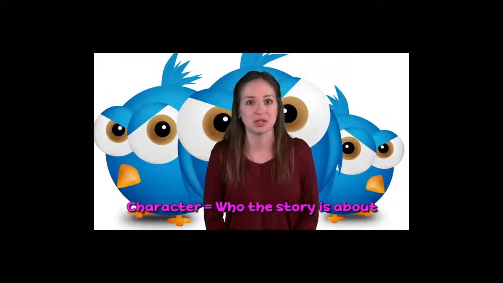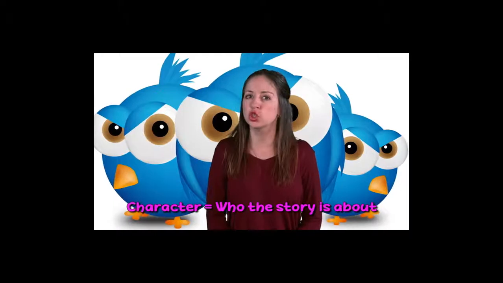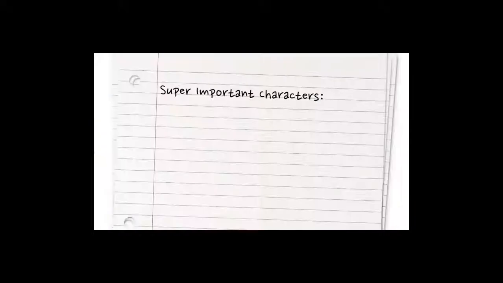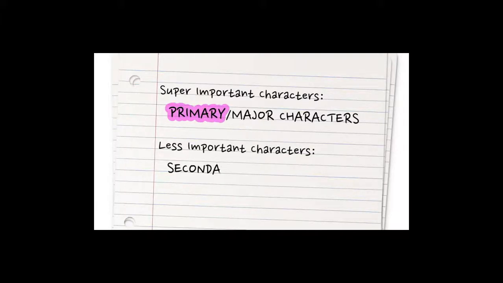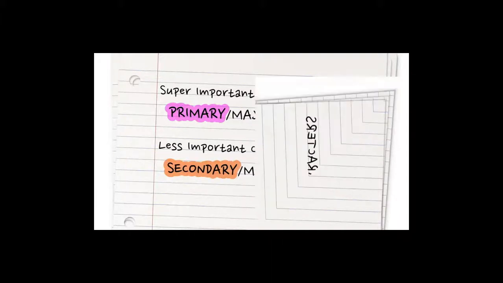The final literary device necessary for a narrative is the characters that live in it. They might be people, or space aliens, or fish, or even angry birds, but they are who the story is about. Some characters are super important to the story, and we call them primary or major characters. And some are not as important, and we call them secondary or minor characters. These are the two most general character categories in stories.